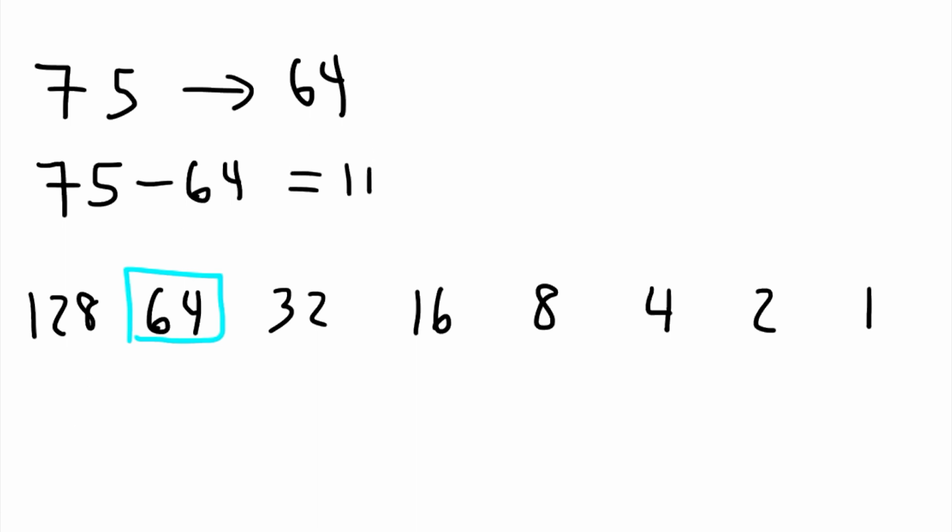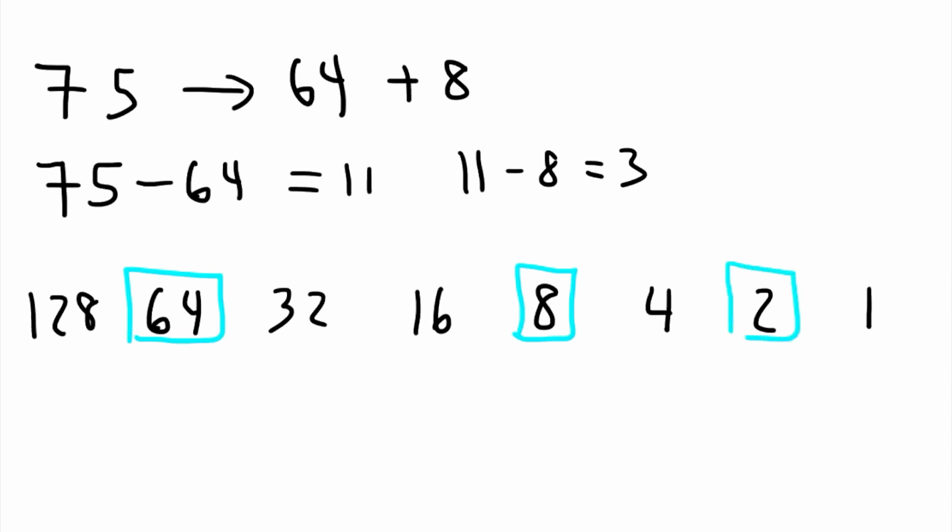Now the highest number that's under 11 is 8. 16 exceeds 11, so we can't use that. So let's put an 8 here. And then let's subtract 11 by 8. 11 minus 8 is 3. And so the next highest number just under 3 is 2. And so let's put a 2 here. And then 3 minus 2 is 1. And so the next highest number is a 1. And we could stop here.